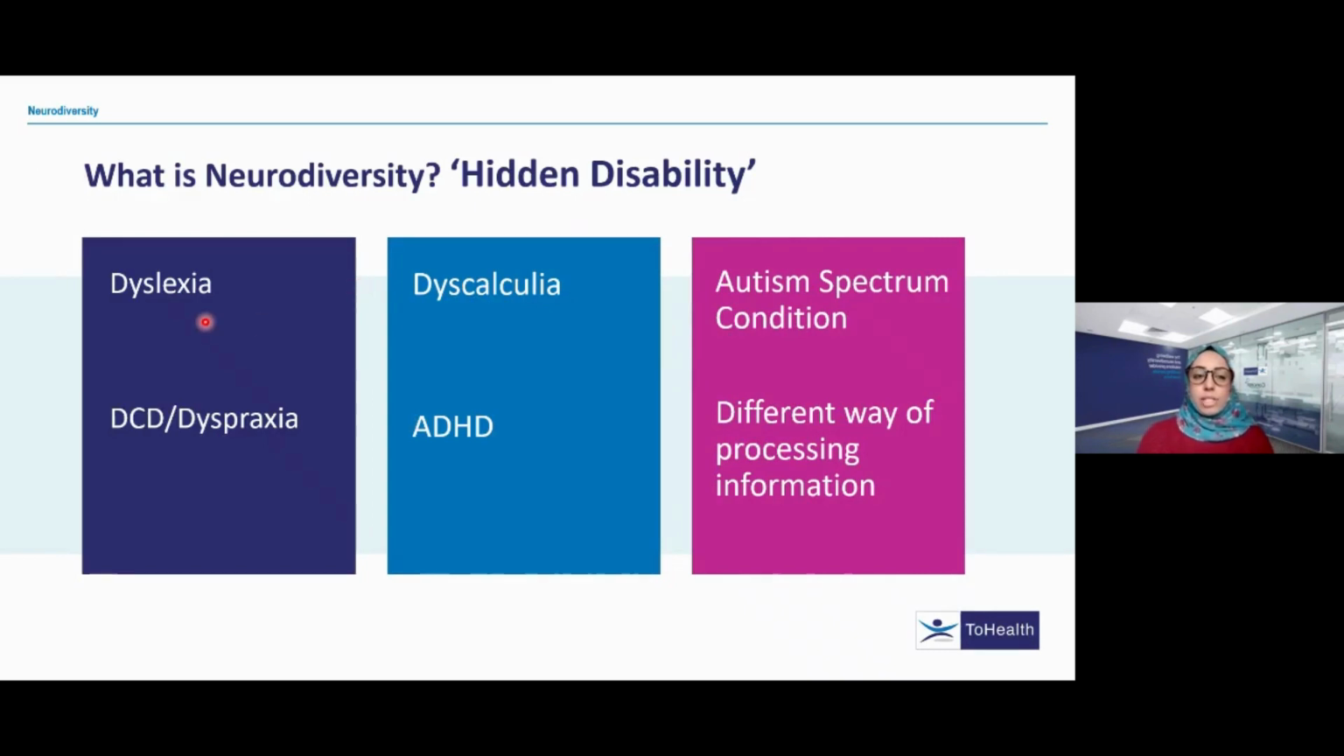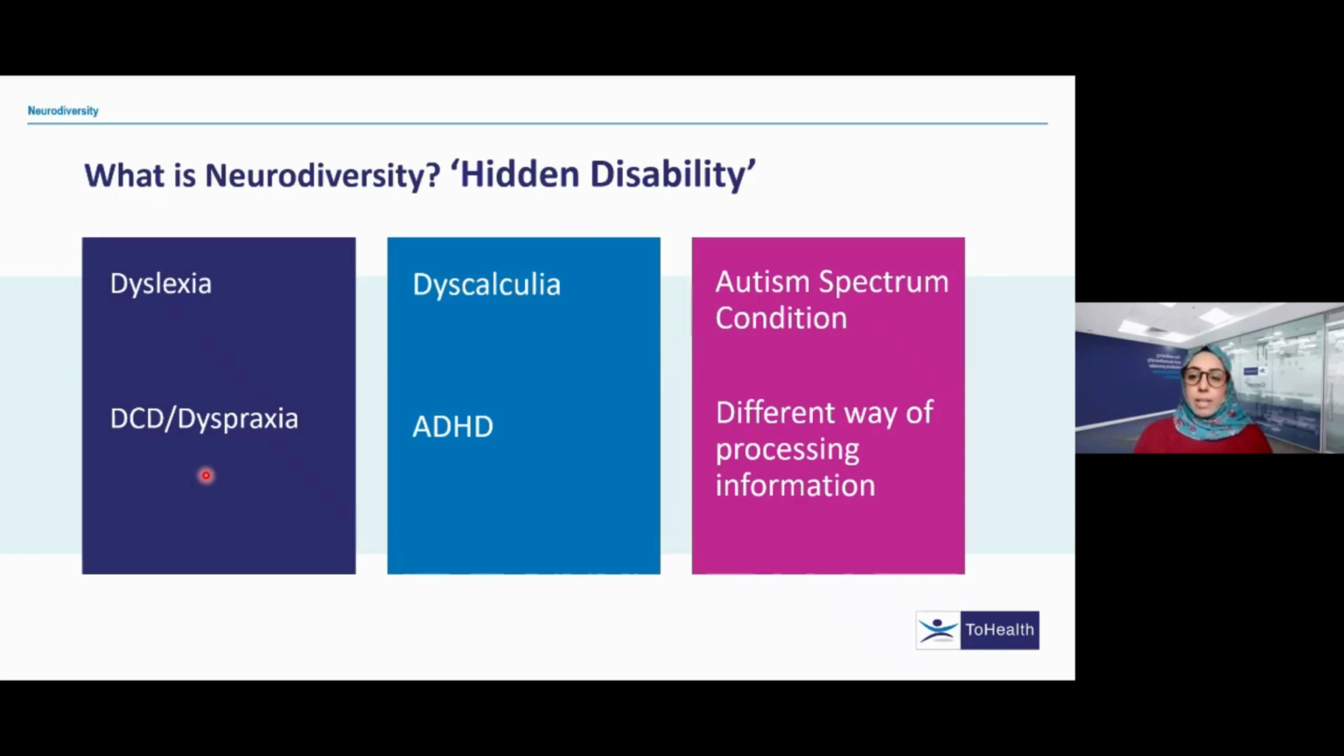So the conditions that fall under neurodiversity, there are others, but these are some of the main ones. We have dyslexia, dyscalculia, autism, ADHD, and the one that we will look at today called dyspraxia. It's also known as developmental coordination disorder. So that is more the international terminology, and dyspraxia is what we tend to call it in the UK, though we are moving away from that.